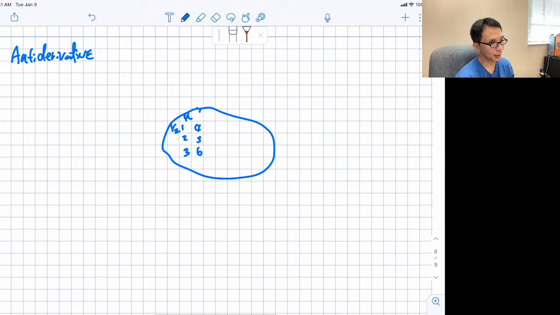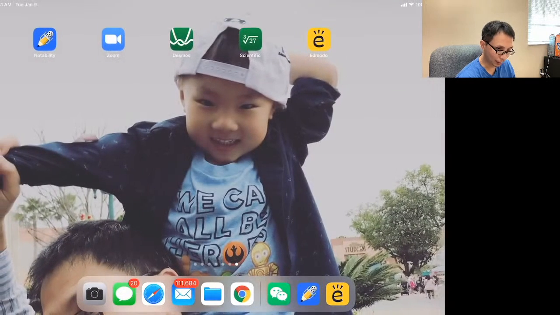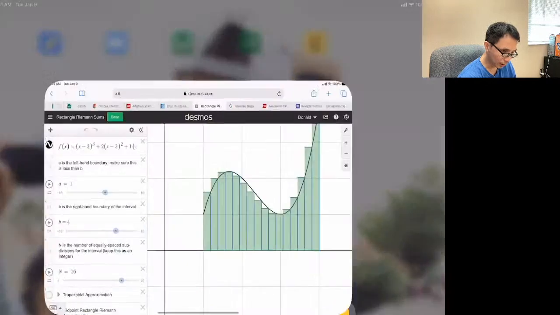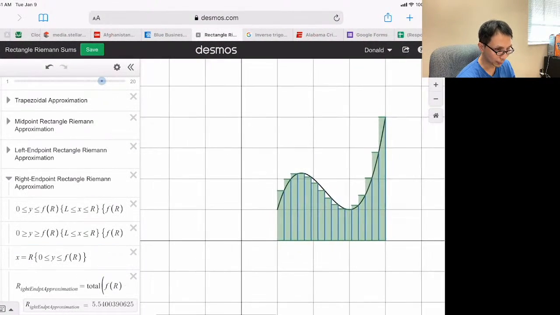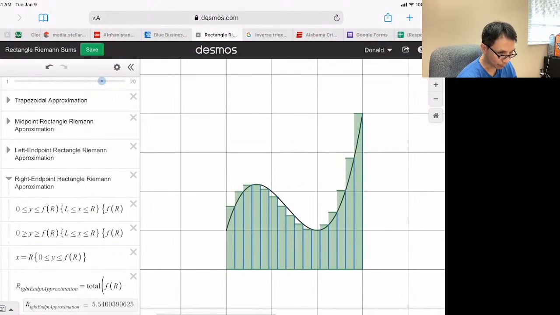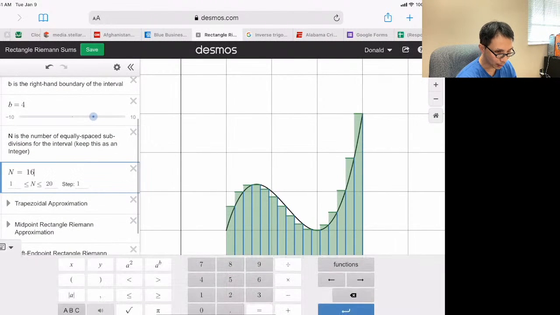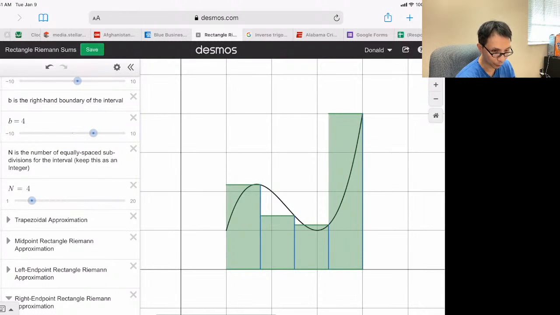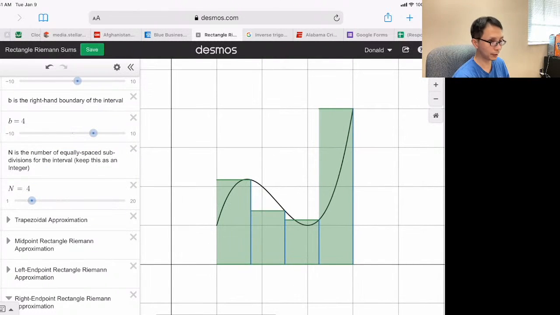So the integral is different. The integral is pretty much counting up rectangles. The integral means the area under the curve. There are a few ways to approximate something. First, we're going to change that to maybe 4 rectangles. We want to find the area under the curve, and we can use 4 rectangles.